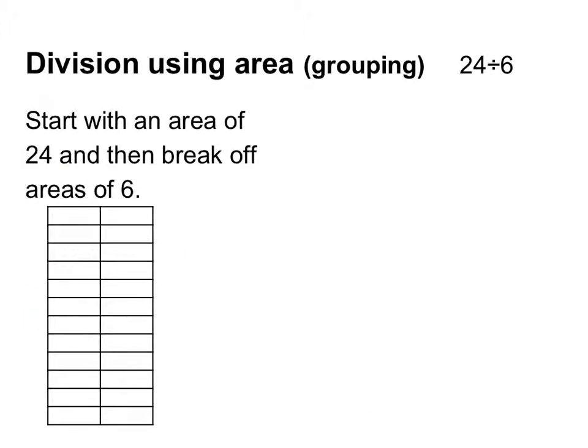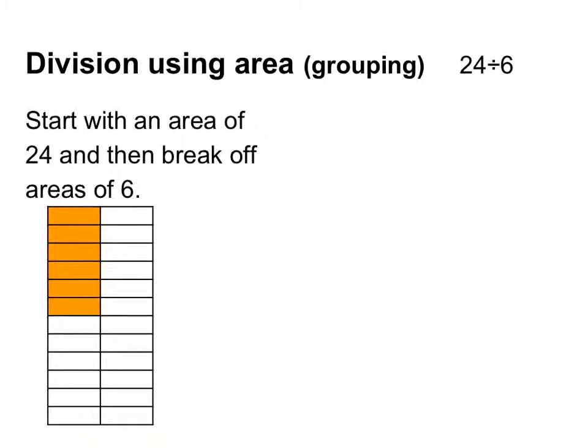Another interpretation of area is to think of it in terms of the grouping. So instead of starting off with one side and sort of building the area, what we're going to do is just start off with an area of 24. So we're going to start off with the original area, and then we're going to break off areas of 6. So remember, division can be thought of as how many 6s are inside of 24. So I started with a rectangle that has 24 pieces in it.